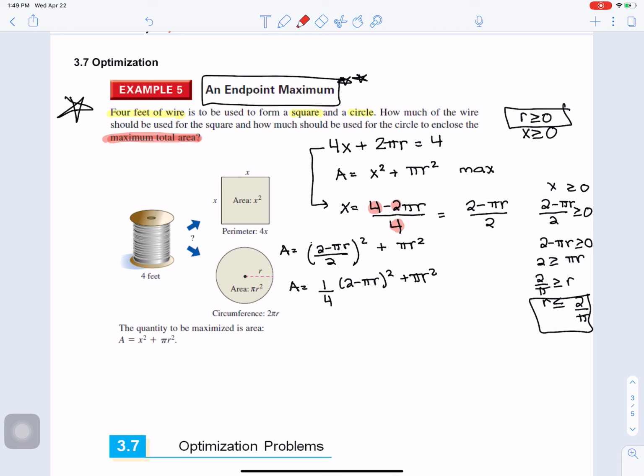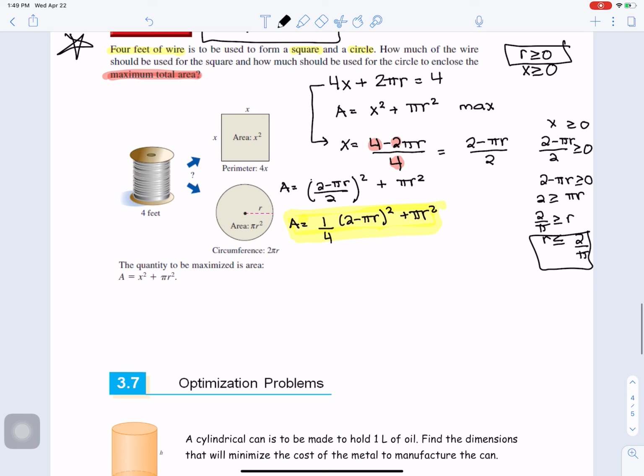I'm going to circle this equation because we're going to reference it later. That's my simplified area equation. I'll actually color it in. Let's take the derivative. So A prime, it's going to be chain rule. I'm going to bring down the 2, so that simplifies to 1/2 times (2 minus pi r) to the 1, times the derivative with respect to r, which is minus pi, plus 2 pi r.